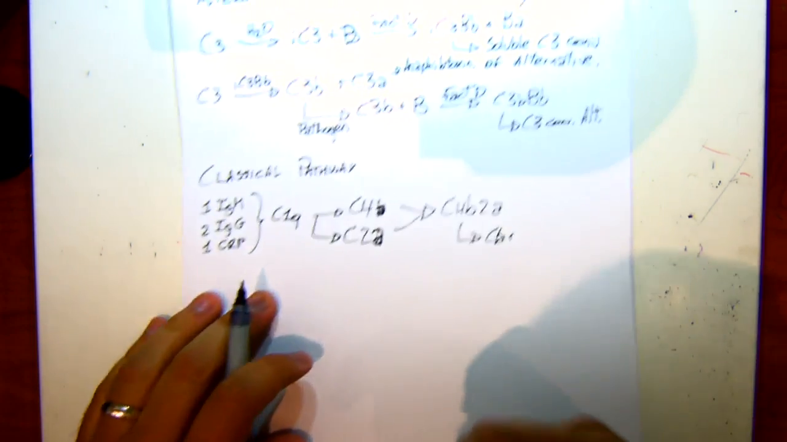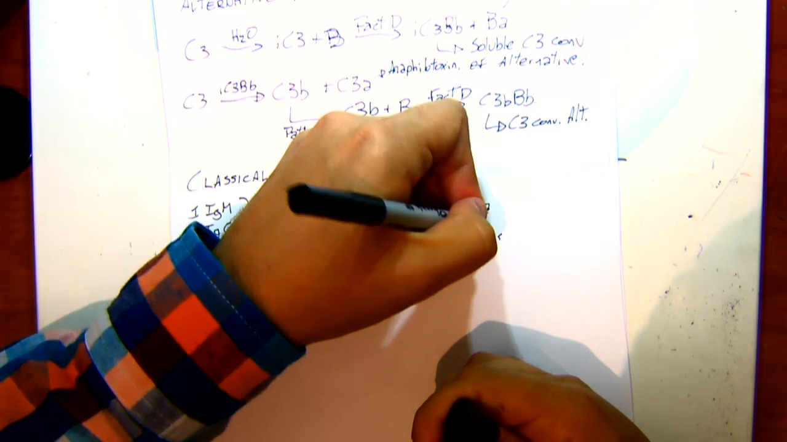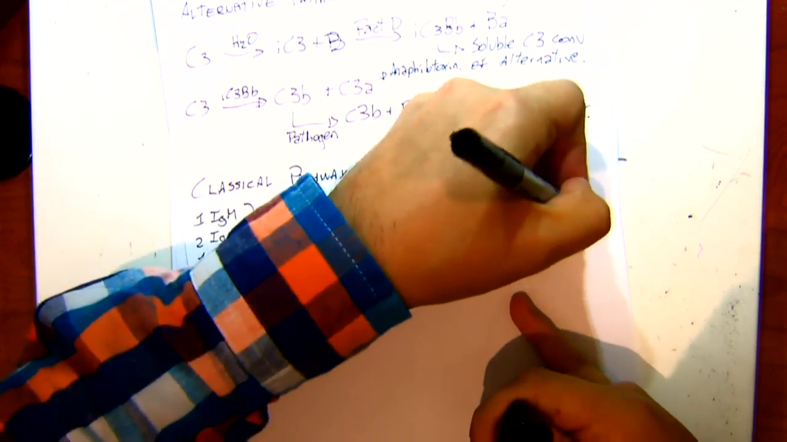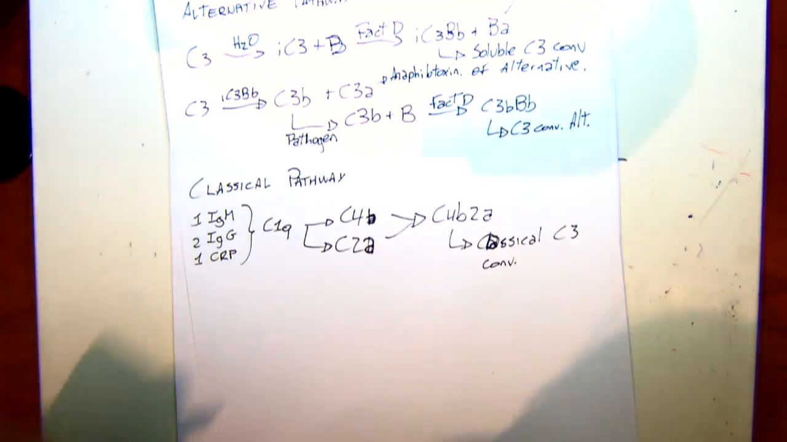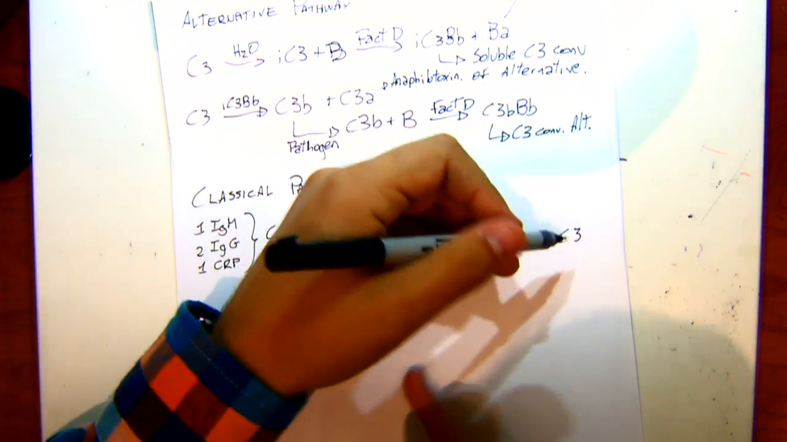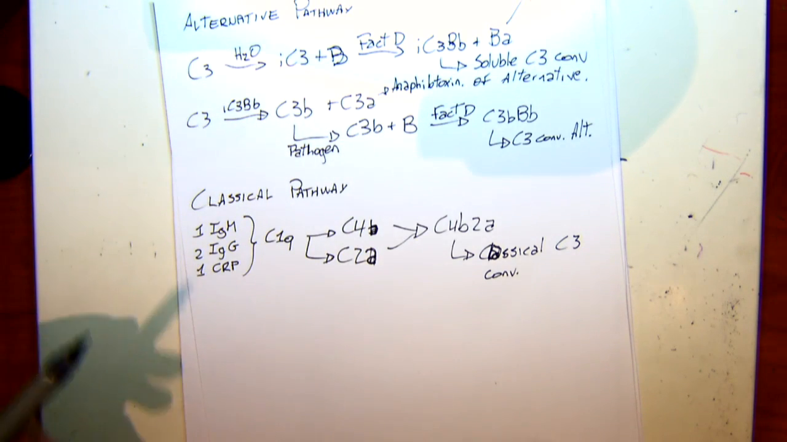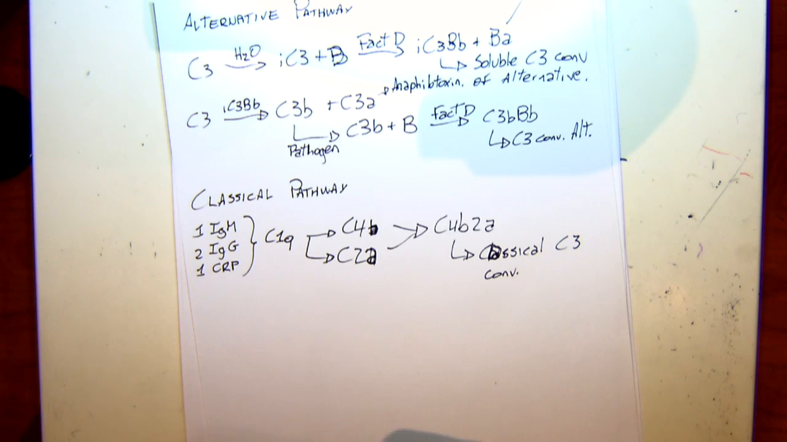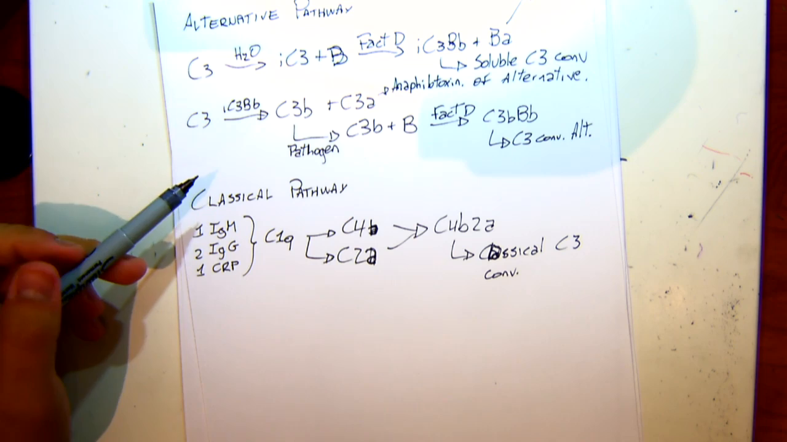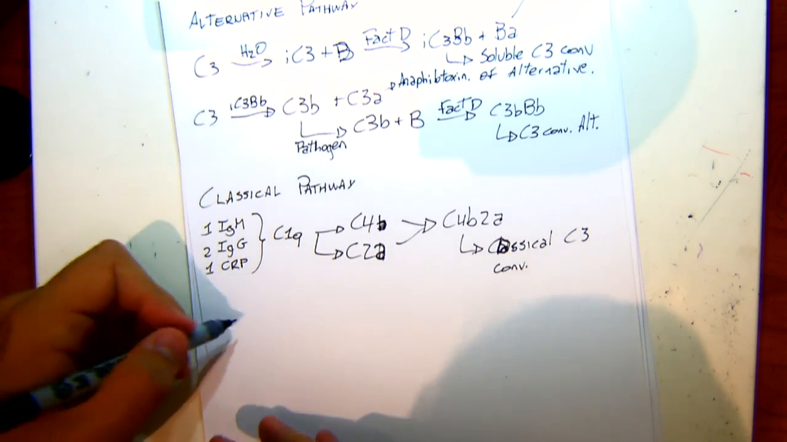This is the classical C3 convertase, right? Makes sense? And then this one can cut more C3, and C3 can in turn bind to factor B and so on and blah, blah, blah, right? That's why it's important. Which one happens first? Is it the alternative or classical pathway? Alternative, right? And then the classical happens. Cool.